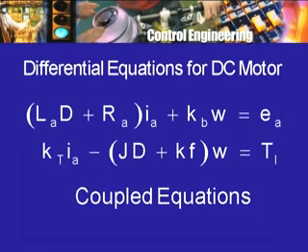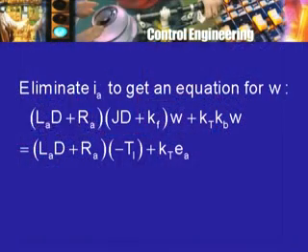Now, when you do that, and I had asked you to carry it out for yourself, you will realize that you get a second order operator acting on omega, and the operator I will write as follows: LAD plus RA composed with or following JD plus KF acting on omega, plus KT KB omega, this equals LAD plus RA acting on minus TL, or with a minus sign I could have put it outside, plus KT into EA.